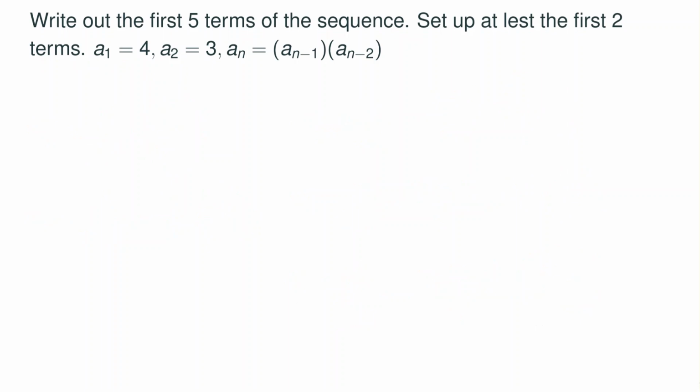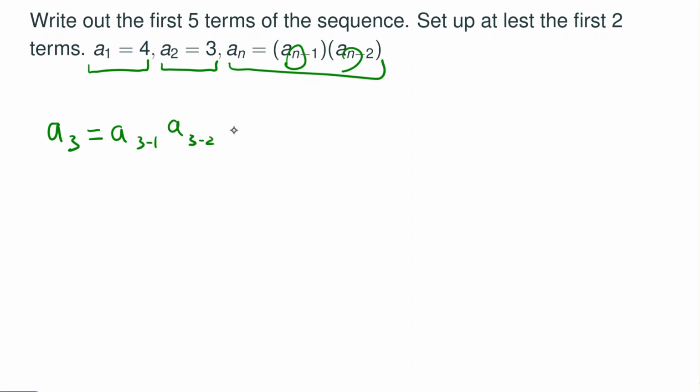Write out the first 5 terms of the sequence. Set up at least the first 2 terms. So here what we have is a recursive sequence. It gives the first term and the second term. And we're going to set up the third, fourth, and fifth using this right here. So for the third term, when n is 3, we can plug 3 in here and here. We get a of 3 minus 1 times a of 3 minus 2, where this is multiplying. Then we get a of 2 times a of 1, and we know what these two are, right?